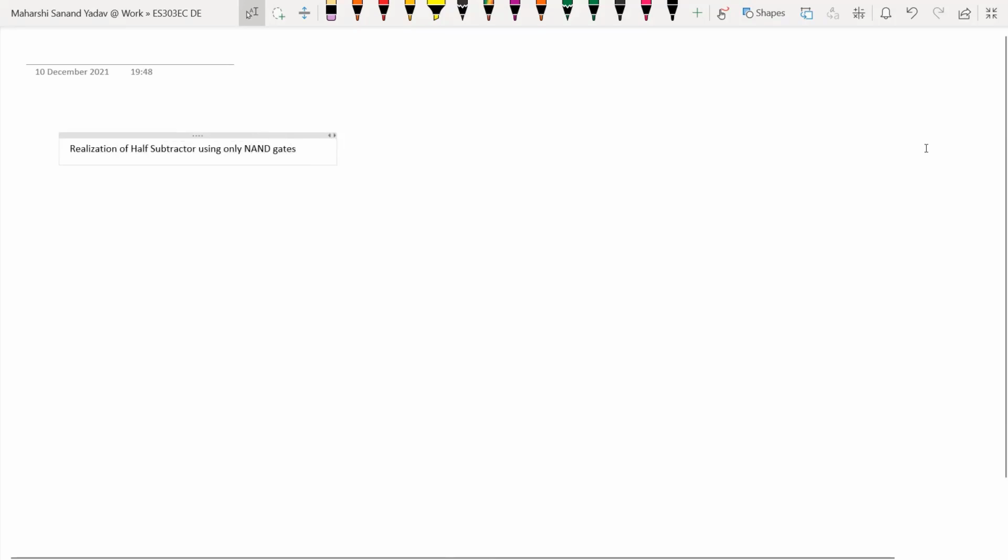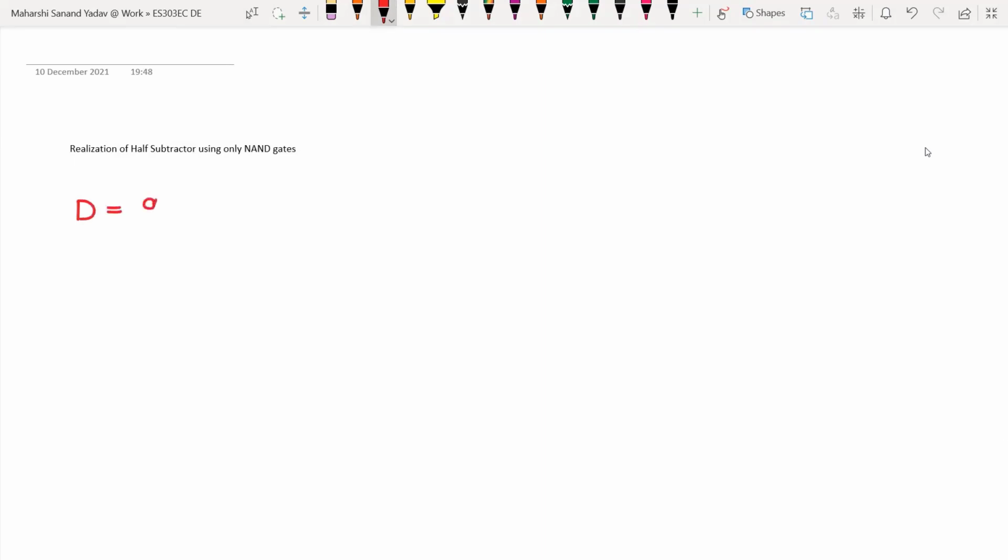Now let us try to understand how to realize half subtractor by using only NAND gates. For this, first we need the Boolean expressions of half subtractor. So the difference for half subtractor is A XOR B, which is written as A B bar plus A bar dot B. Next, for borrow, it is A bar dot B.